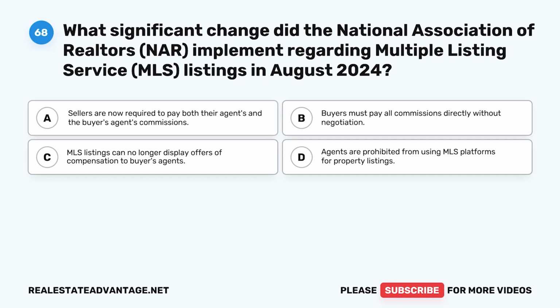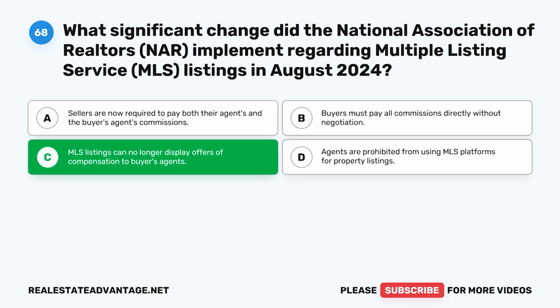B. Buyers must pay all commissions directly without negotiation. C. MLS listings can no longer display offers of compensation to buyers' agents. D. Agents are prohibited from using MLS platforms for property listings. The correct answer is C. MLS listings can no longer display offers of compensation to buyer's agents.